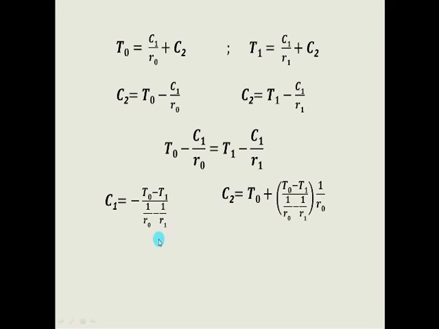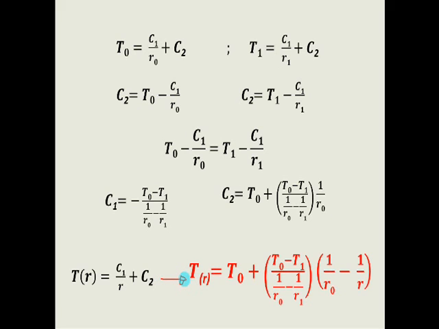So let us remember that our equation for temperature, as we have arrived at earlier, is in this form. By plugging in the values of C1 and C2 here, we can have the final equation for the temperature distribution, which is in this form. So this will be the equation for the temperature distribution through the shell.